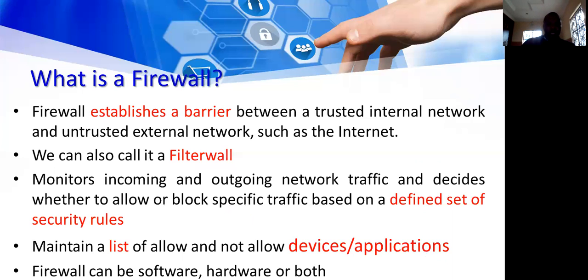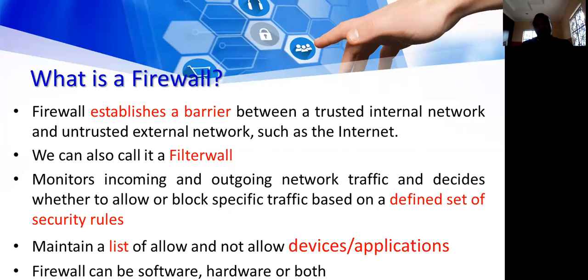Okay, so that's why we call it a filter wall, a wall that tries to filter the communications between the internal network and the external network. Then we say it monitors incoming and outgoing network traffic and decides whether to allow or block specific traffic based on a defined set of security rules. And that is another way we can look at firewalls.